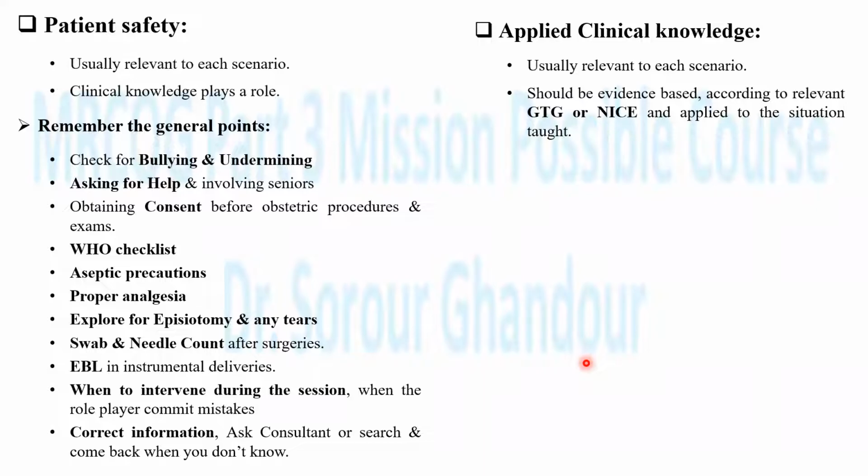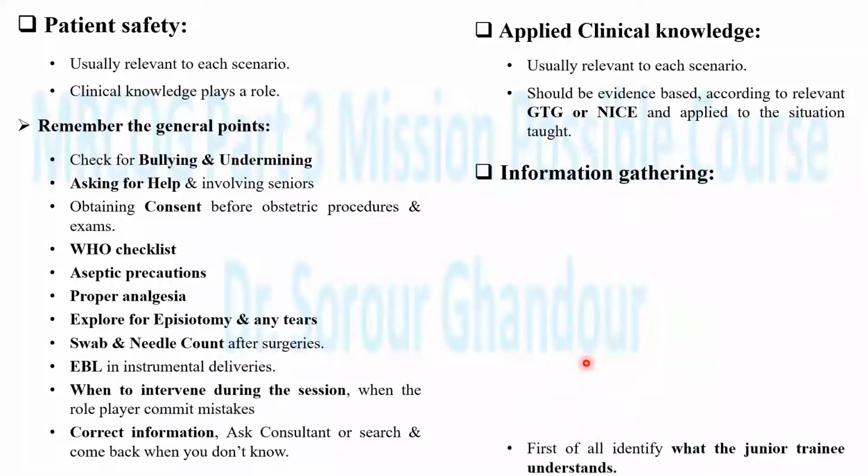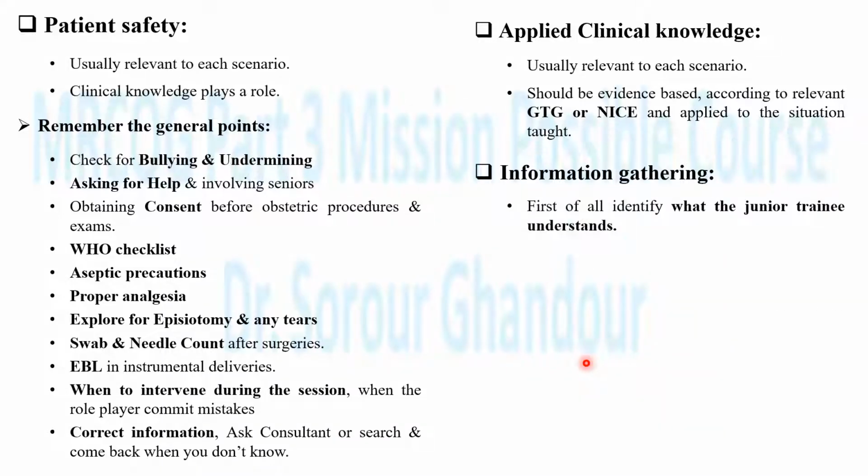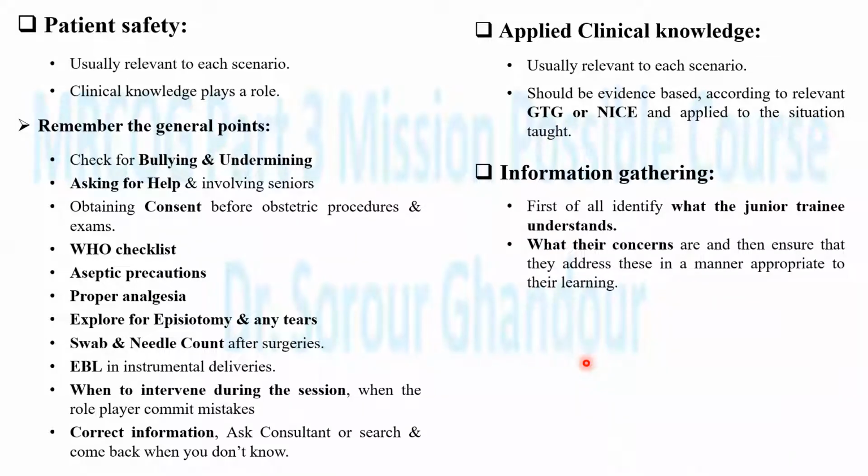Clinical knowledge, again, relevant to the task. Always give the information evidence-based. If you don't know the information, don't invent it, please. Information gathering: asking about the background, as we mentioned before, and identifying what the junior colleague understands from the discussion, what their concerns are from the discussion, and how you are going to address these concerns in an appropriate manner.